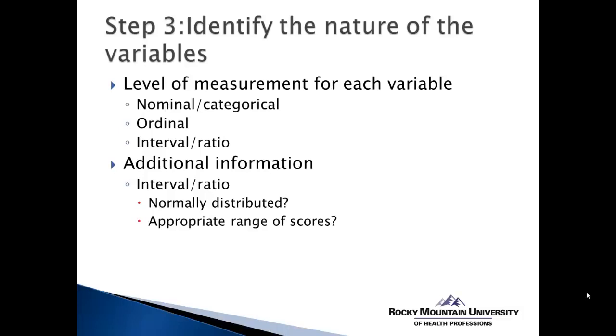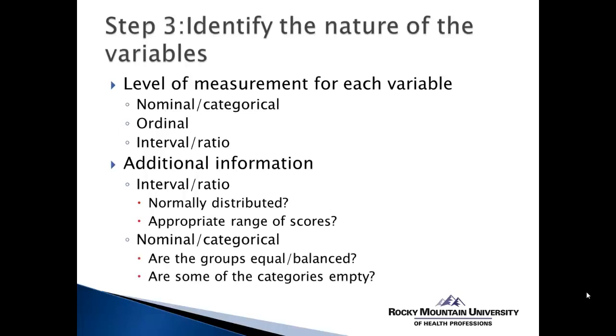Also, does your data contain an appropriate range of scores? Are there scores that don't make any sense as far as what would be a typical measurement, or are there scores that are much, much different than the majority of the scores, which we refer to as outliers? We need to identify if we have those, and that could have an impact on which analysis technique you will choose.